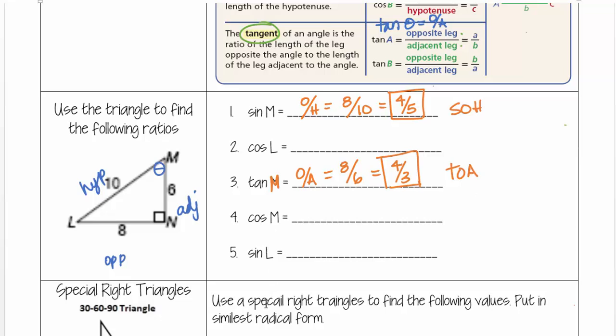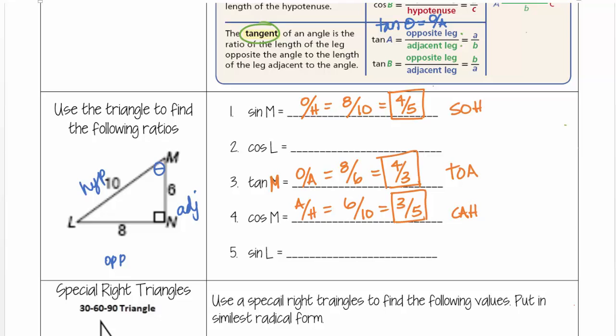Last one, cosine of angle M. Remember, this is the CAH part. So that means we're going to take our adjacent divided by our hypotenuse. Adjacent is 6, hypotenuse is 10. We end up with 3/5.